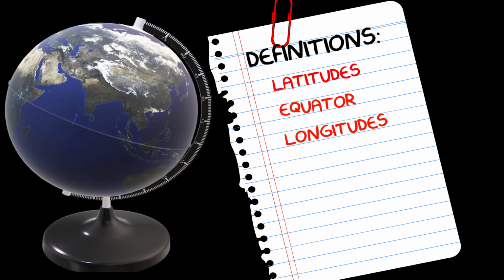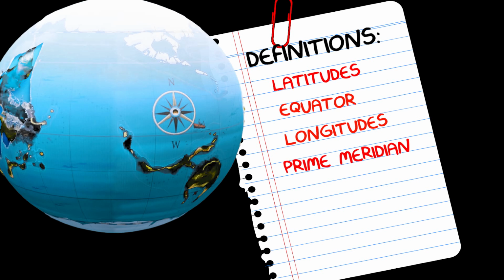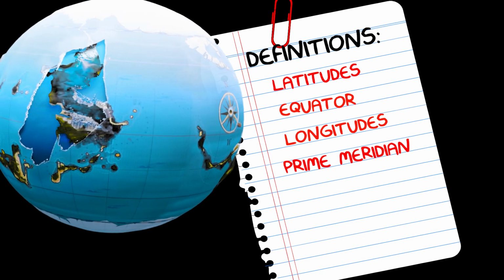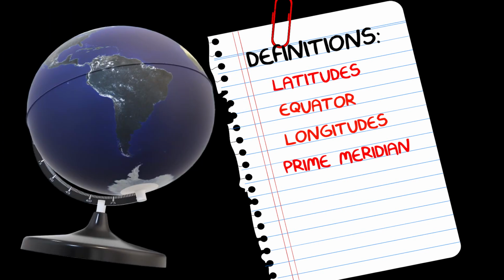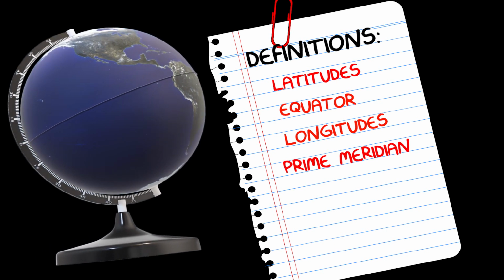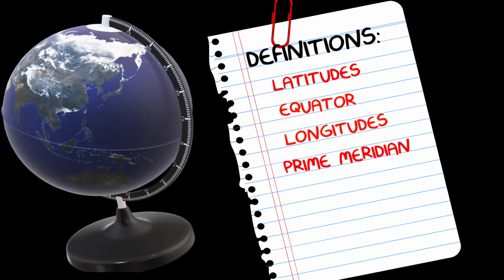We also looked at the definition of a longitude, and we say that a longitude is a measurement of how far east or west a location is from the prime meridian. Then we defined what the prime meridian is. We say that it is an imaginary line that runs from north to south and passes through the Royal Observatory in Greenwich, England.